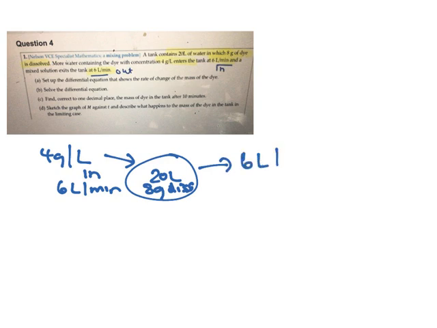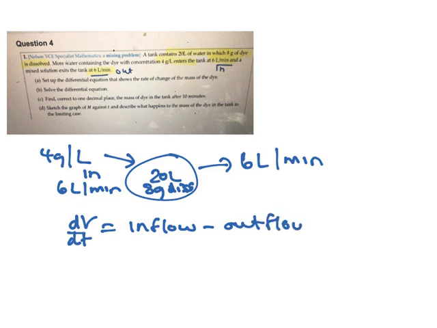Okay, so a tank contains 20 litres of water. Dye, 8 grams, is dissolved in it. More water containing the dye with concentration of 4 grams per litre is going in at 6 litres per minute into the mix, and coming out is 6 litres per minute. To set up the differential equation for the rate of change, let's just let dV on dt be the rate of change of the dye in the water. So it'll just be the inflow minus the outflow.